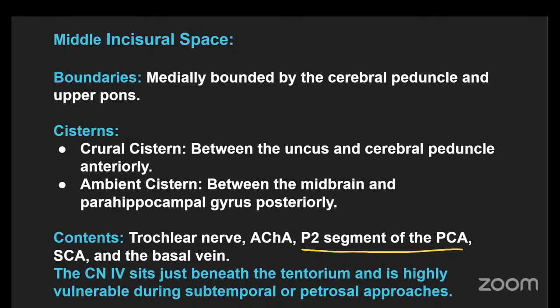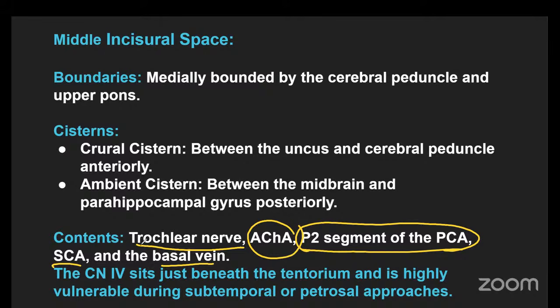So obviously the P2 segment of the PCA is going to be in the middle incisural space. SCA is also going to be there. Basal vein is also going to be there, if you all remember the previous anatomy. Trochlear nerve is here because it exits from the dorsal surface, and then it courses in the cisterns and it moves anteriorly. Anterior choroidal artery, I already mentioned that it loops backwards.